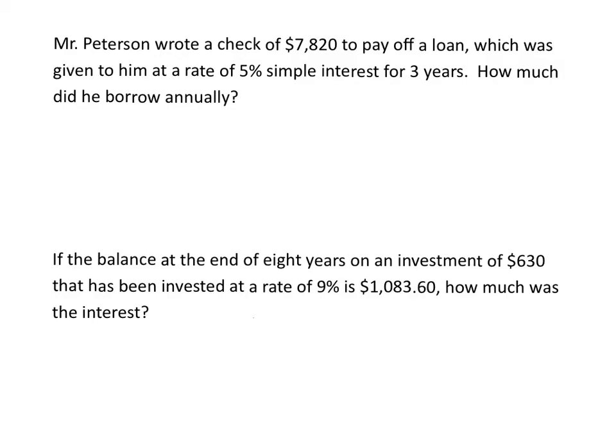Now let's go ahead and look at some word problems involving simple interest again. Mr. Peterson wrote a check of $7,820 to pay off a loan, which was given to him at a rate of 5% simple interest for 3 years. How much did he borrow annually? Well, we know our formula is I equals P times R times T, because I pick red tulips. And they tell us that he wrote a check for this amount, indicating that that's going to be your principal.